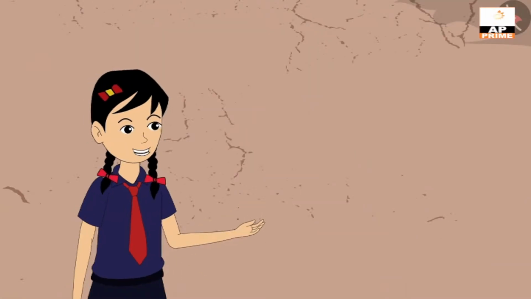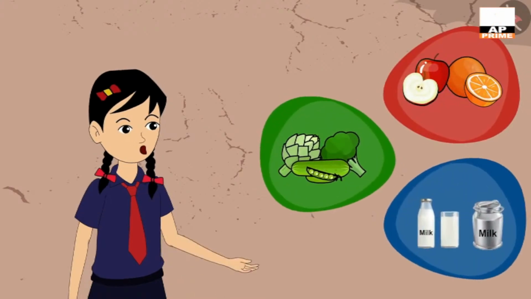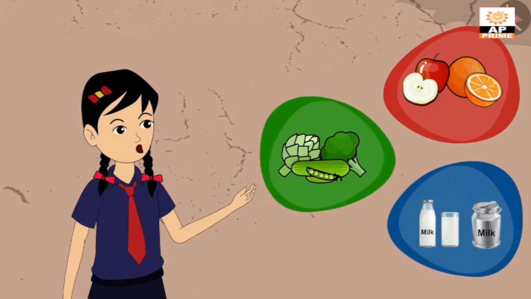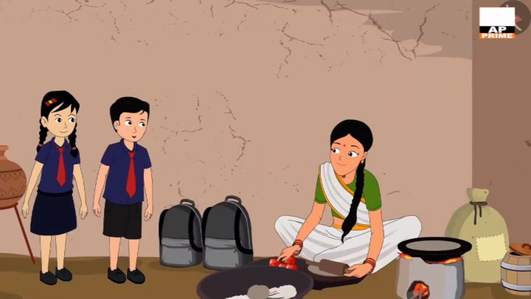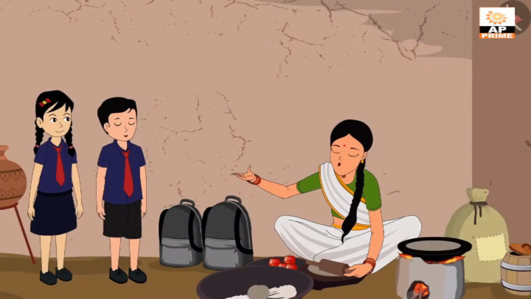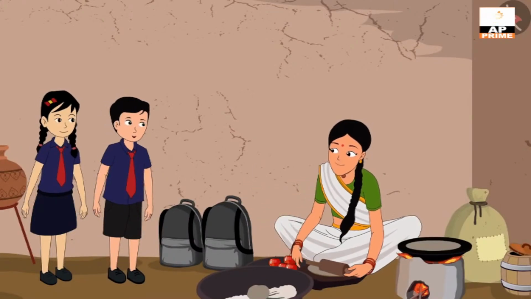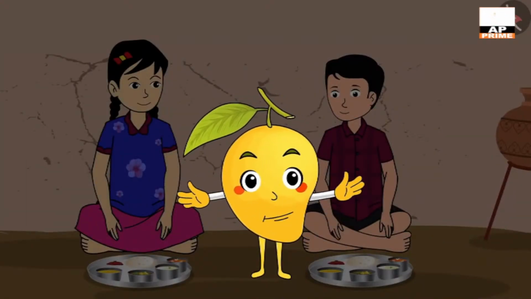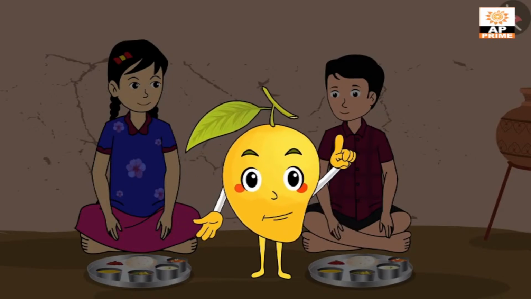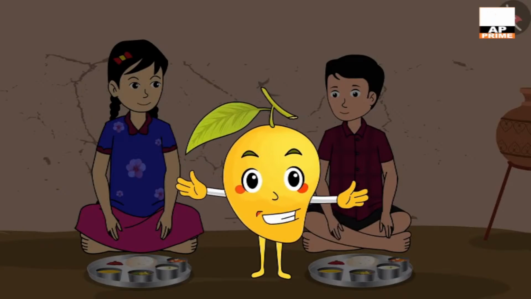Yes, today our science teacher was telling us that fruits, green vegetables, and milk are very important for our nutrition. Is it? Please make Sonu also understand. He does not eat fruits. Isn't it, Sonu? Friends, it is very important to eat fruits to be healthy. All of you should eat at least 3 to 4 fruits every day.